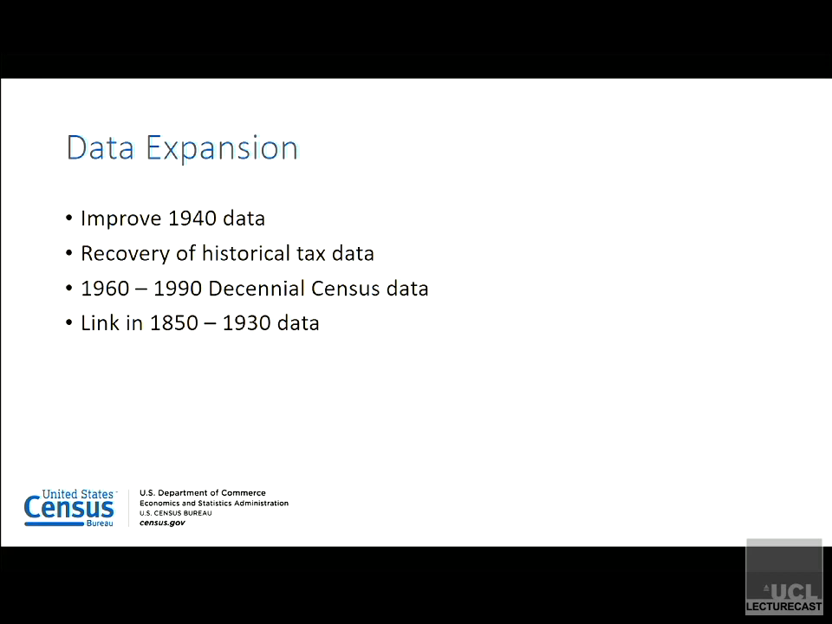We would like to recover the 1960 through 1980 decennial data as well. So we're in talks with foundations to get money to go in and scan those images again, get names, whatever we can to link those to the data we already have. And as I mentioned, link in the historical data going back to 1850. 1850 was our first microdata in the US. It's our first individual level microdata. Before that, the census was just household level with counts of people in households. So that's our first individual line. I think yours is 1871. Is that your first? 1841.